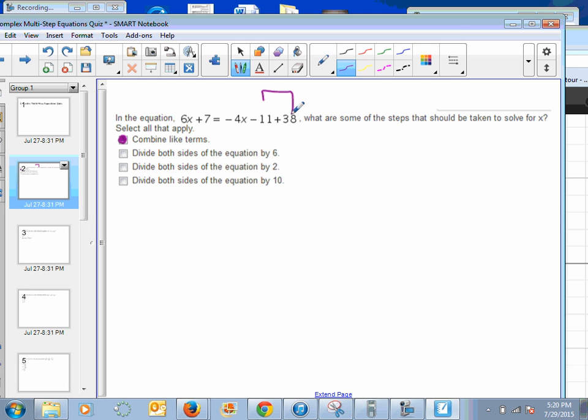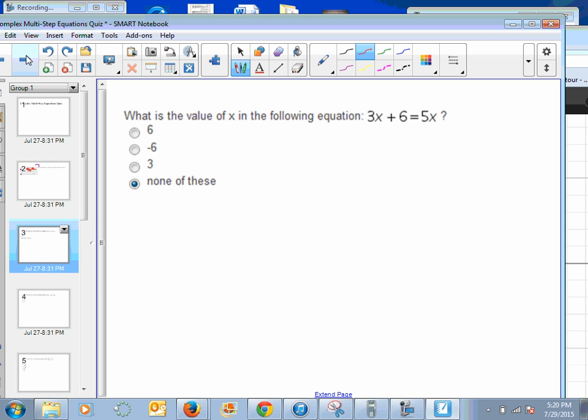Now, also, the other one you're going to choose is this one: divide both sides of the equation by 10. Now, the reason I know that to be the case is because eventually what you're going to do is add 4x to both sides because you don't want that negative 4x there. So after I add that 4x to the 6x, I'm going to end up with a 10x, which is eventually going to force you to divide both sides of that equation by 10. So those are your two choices there.